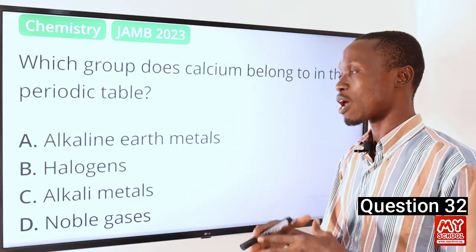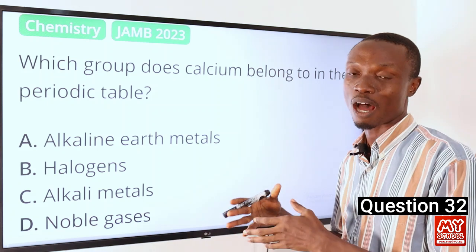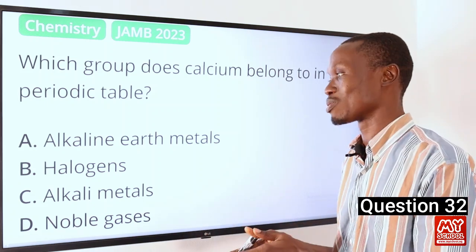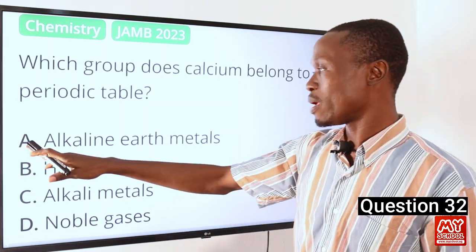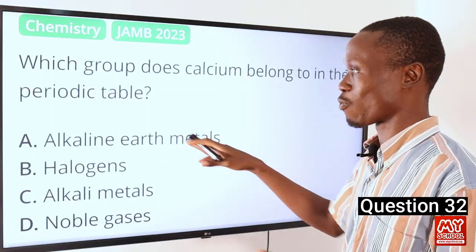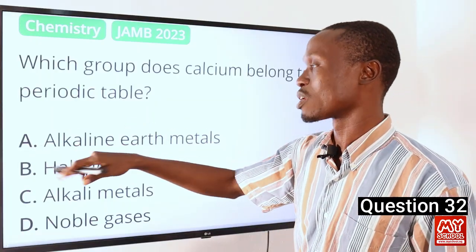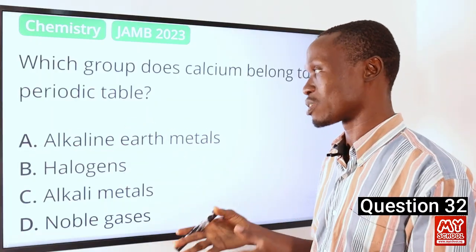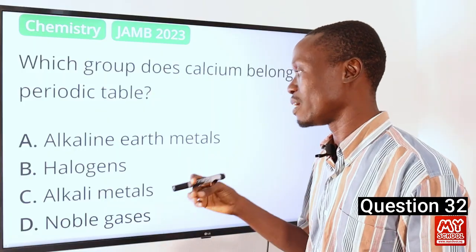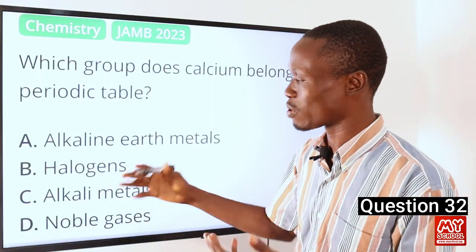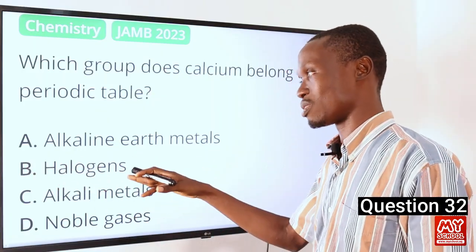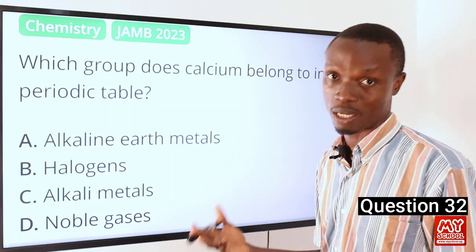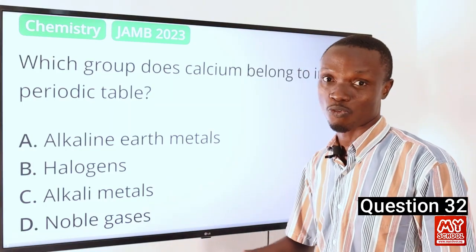Now those groups of elements in the periodic table have family names. Option A is alkaline earth metals. Of course, A is the correct option because the group 2 elements on the periodic table are referred to as alkaline earth metals. But let me explain all this. B, we have the halogens. The halogens are the group 7 elements, and they are referred to as salt formers.